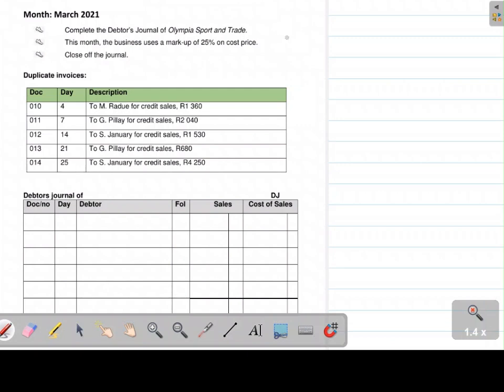100%. So the cost of sales is always 100%. So that's the starting point. So we say cost of sales is always 100%. Then we get a markup of 25%. So if we add these two, we are going to get 125% as the selling price percentage. So this formula is applied to all the sales.